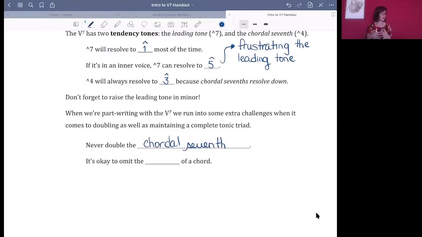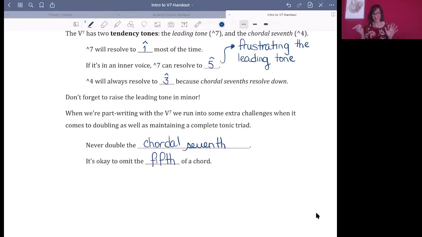Now, in terms of maintaining complete triads, maintaining even complete 7th chords, there is one chord member you can get rid of. If you're thinking about any triad or 7th chord, you need the root, because that tells you who home base is, right? You need the 3rd because that tells you the quality of the triad. If I just give you this, you don't know if it's major or minor. So you need the 3rd because it tells you quality. In terms of a 7th chord, you need the 7th because otherwise it's not a 7th chord, right? So that leaves us with one option. It is okay to omit the 5th of a chord.